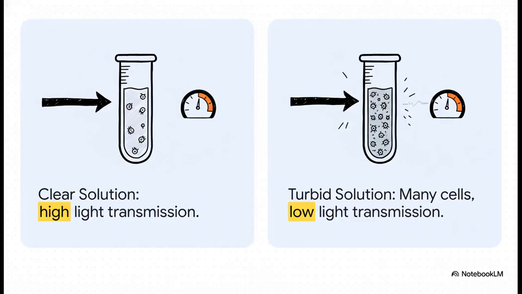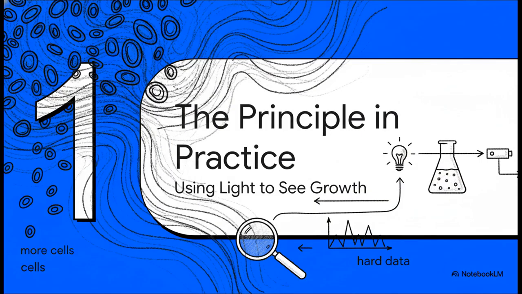The idea here is actually really intuitive. Look on the left. When you have just a few cells, the solution is clear. Light just zips right through it, no problem. But now look at the right. As the cells multiply, the solution gets what we call turbid, which is just a fancy word for cloudy. It's exactly like adding drops of milk to a glass of water. The more you add, the harder it is to see through. Same principle.